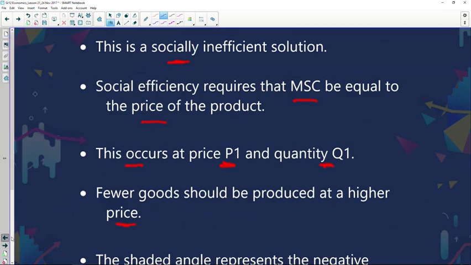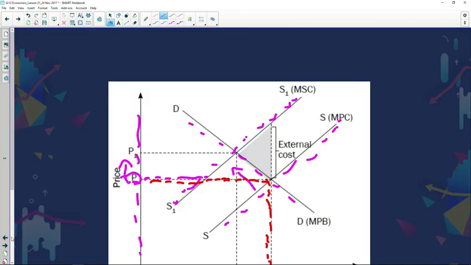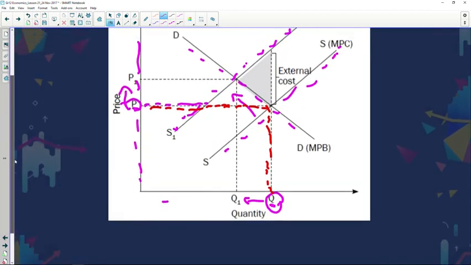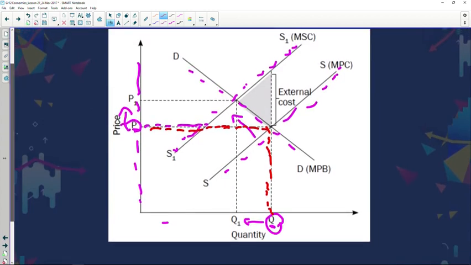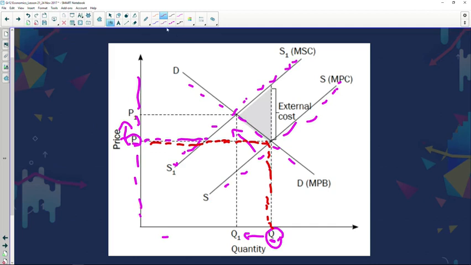You can see back in our graph a situation where P1 relates to the quantity Q1. So let's use a different color. Here's our P1 over here, and then we know that it takes us to Q1 over there. So this would be the ideal situation. We would want this and not this particular one, in terms of the marginal social costs.